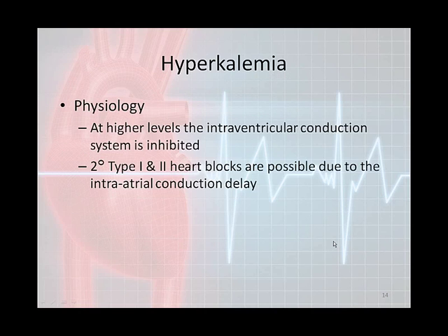Typically what happens in higher potassium levels is there is what appears to be some kind of intraventricular conduction delay. And really it is kind of a delay because the myocardial cells are having trouble propagating the signal down through all the cells and the electrical conduction system. Second degree type 1 and type 2 heart blocks are very possible due to the interatrial conduction delay as well.